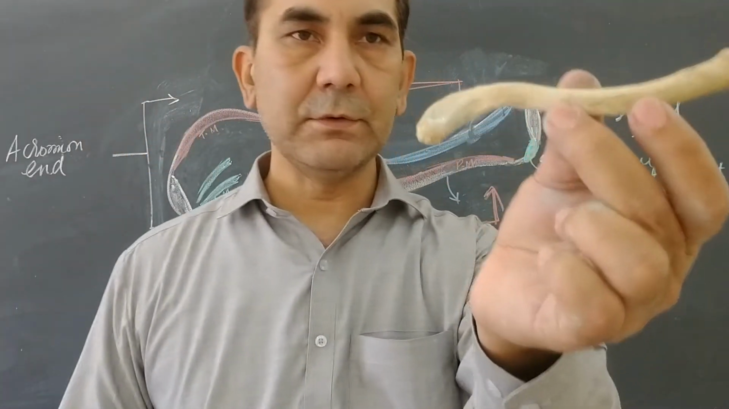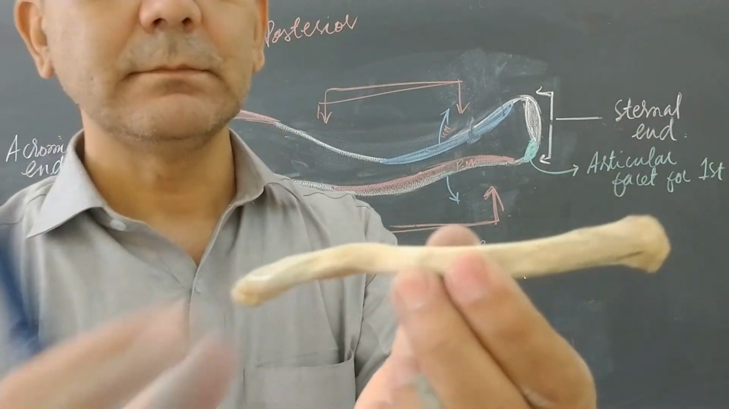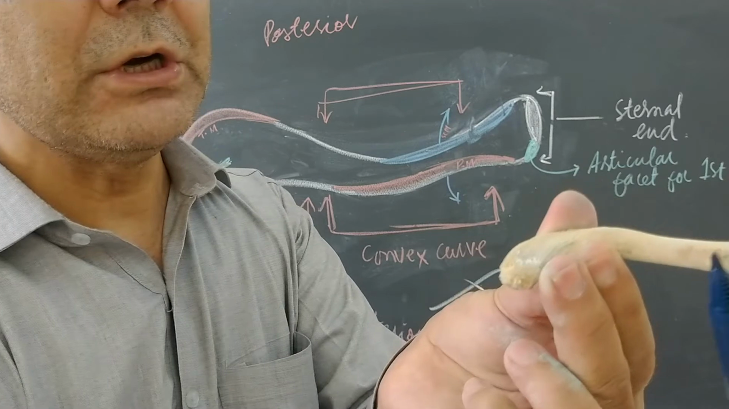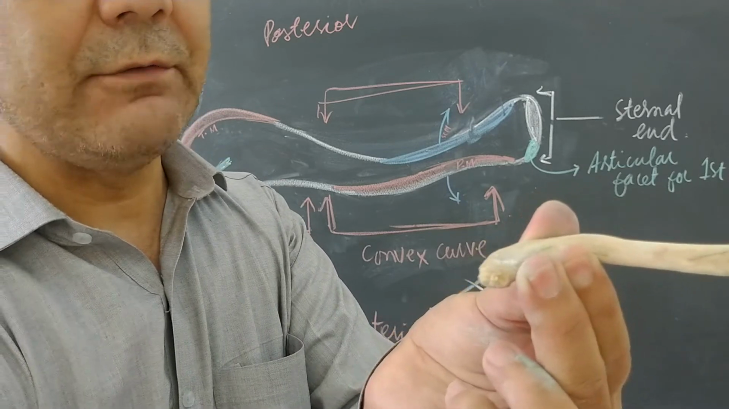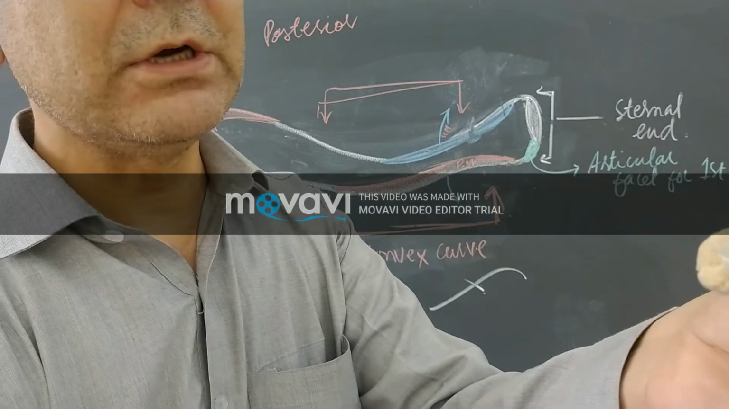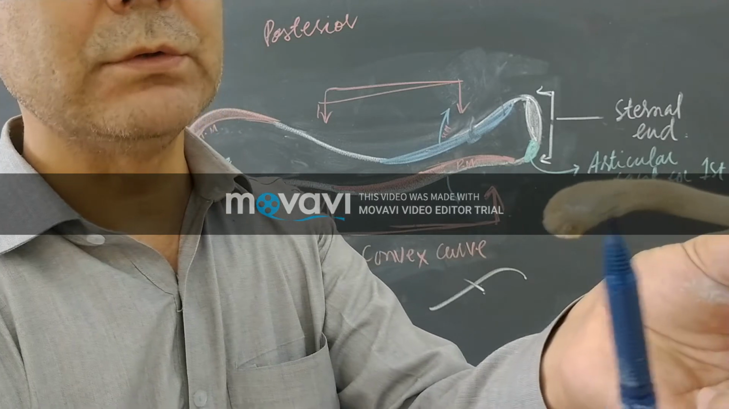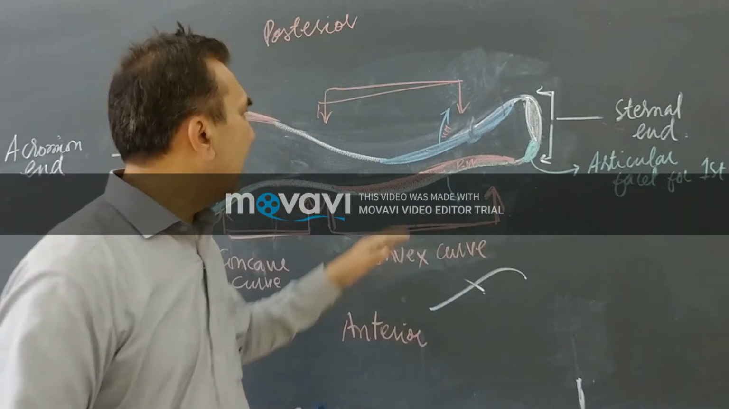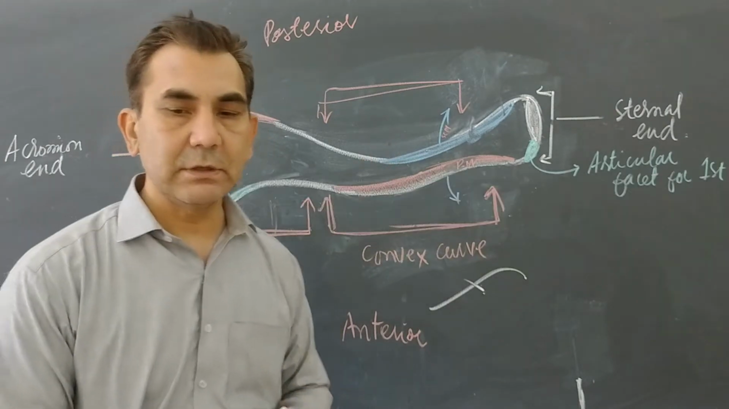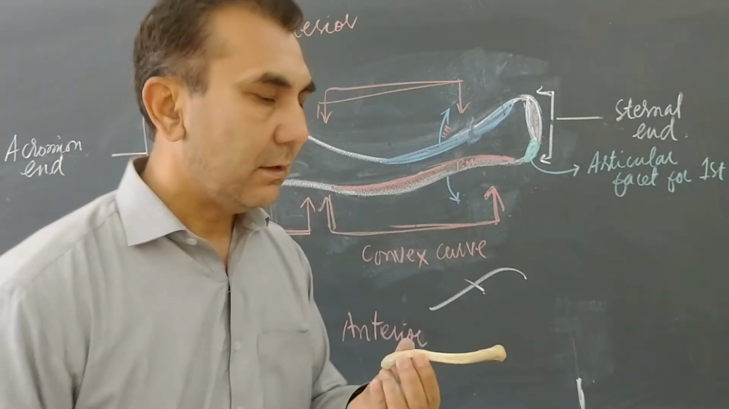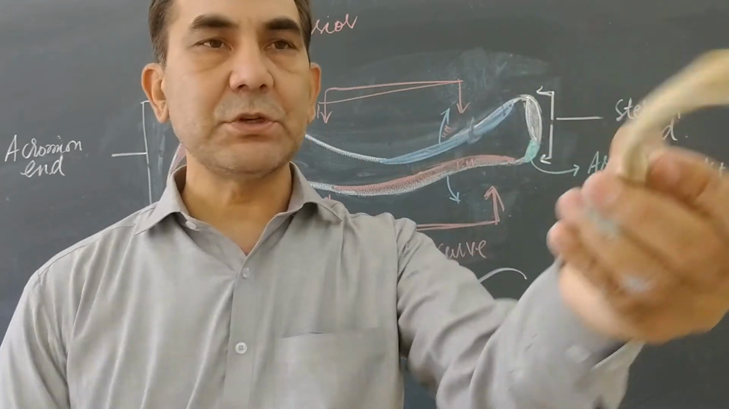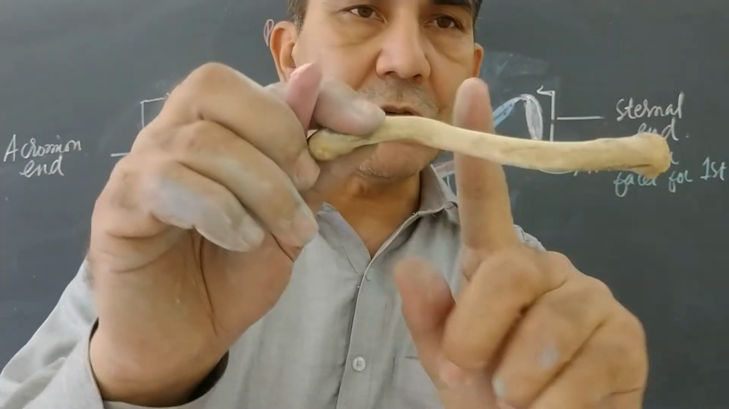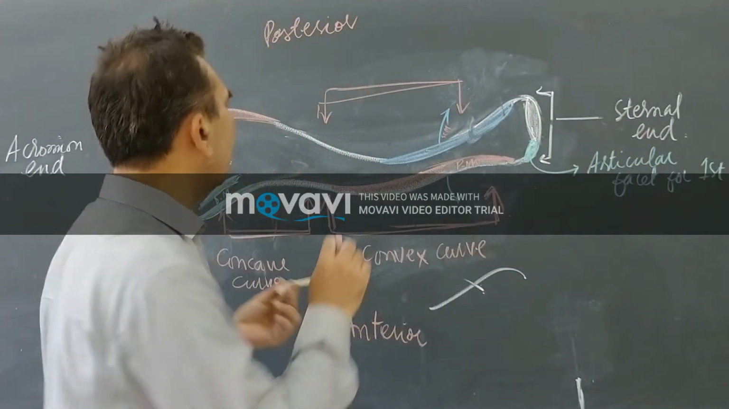If you see over here, the two-third of the clavicle is convex in shape and one-third of the clavicle bone is concave in shape from the anterior side. And from the posterior side, if you see, this is the posterior side, this is the anterior side and this is the posterior side. From the posterior side, it is concave.